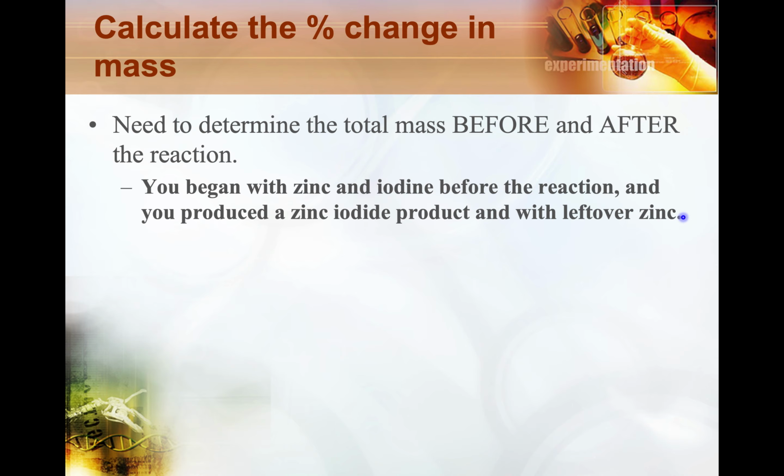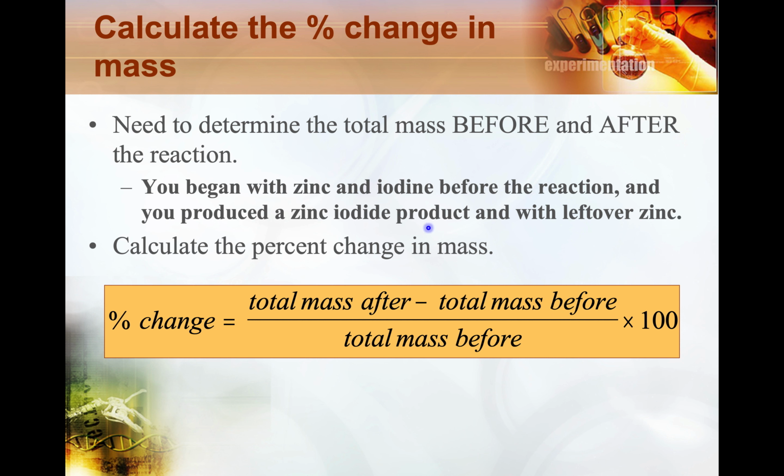To calculate the percent change in mass, you'll put the total mass after, that's the zinc iodide and the leftover zinc, minus the total mass before, that's the mass of the zinc and the mass of the iodine you added to your flask, divided by the total mass before times 100 to give you a percentage.